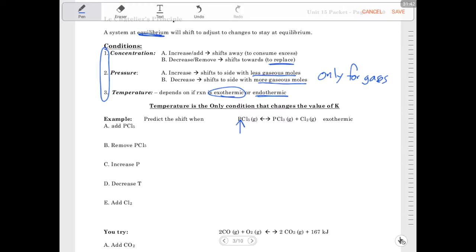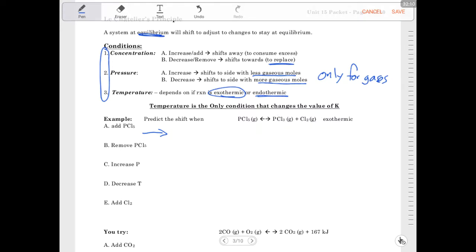That means if we're thinking about a teeter-totter or a seesaw, it's like this now. Where it was balanced before, now it's not. Where's it got to shift to balance that out? It's going to have to shift this way to balance it out. So now it goes from being lopsided back to balanced. That's the idea here. So if we add PCl5, we're going to shift to the right. We want to go away from that, so we produce more of our products.